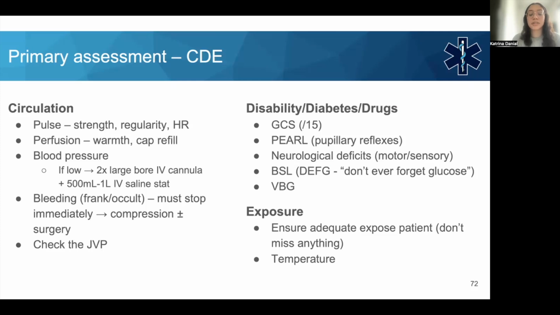And that includes diabetes and drugs. So how do we assess disability? This is trying to assess their neurological status. So you want to do an assessment and find out their GCS. GCS, if you haven't heard of it, is the Glasgow Coma Scale.